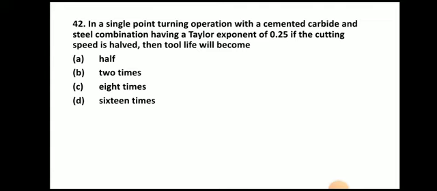Next question. In single point turning operation with a cemented carbide and steel combination having a Taylor exponent 0.25, if the cutting speed is halved, then the tool life will become. The answer is 16 times. If the cutting speed is halved, then the tool life will become 16 times.